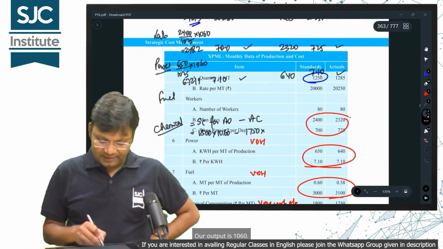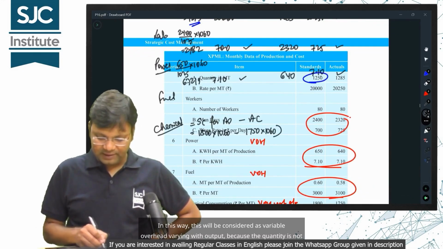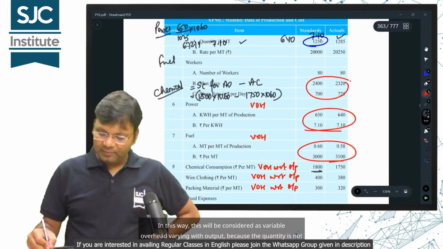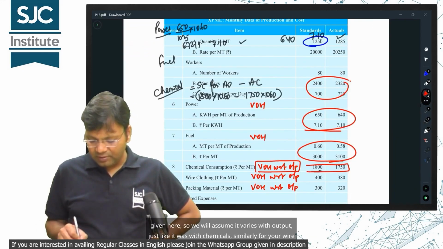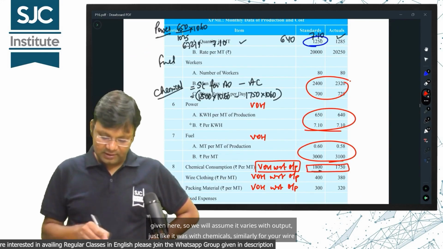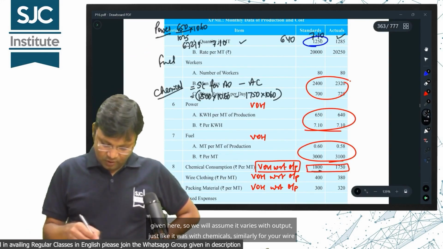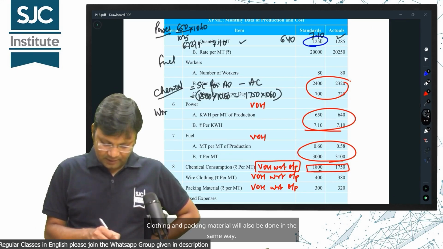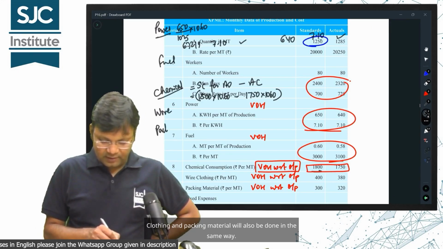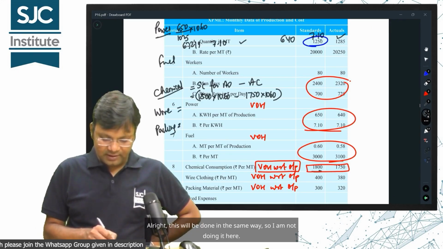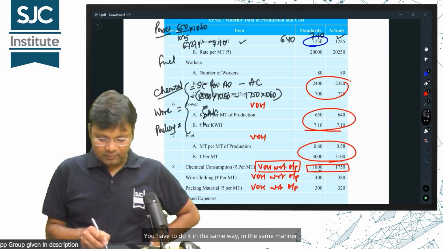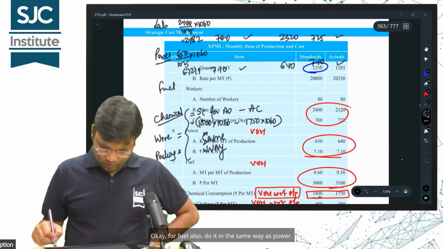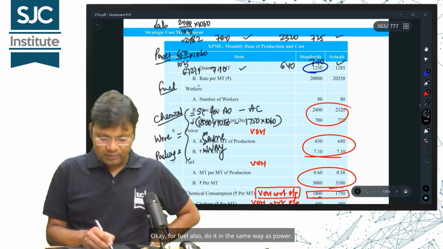Our actual output is 1060. In this way, this will be considered as variable overhead varying with output, because the quantity is not given here, so we will assume it varies with output just like it was with chemicals, similarly for your wire. Clothing and packing material will also be done in the same way. Alright, this will be done in the same way, so I am not doing it here. You have to do this on your own, in the same manner. Okay, for fuel also, do it in the same way as power.